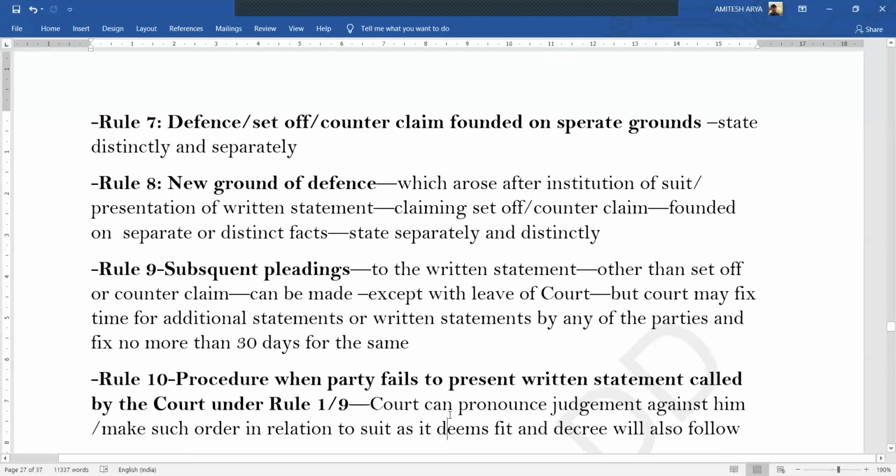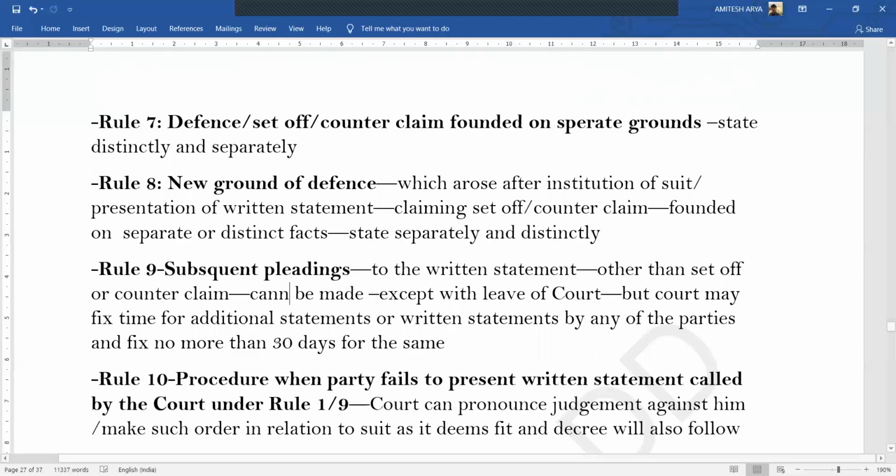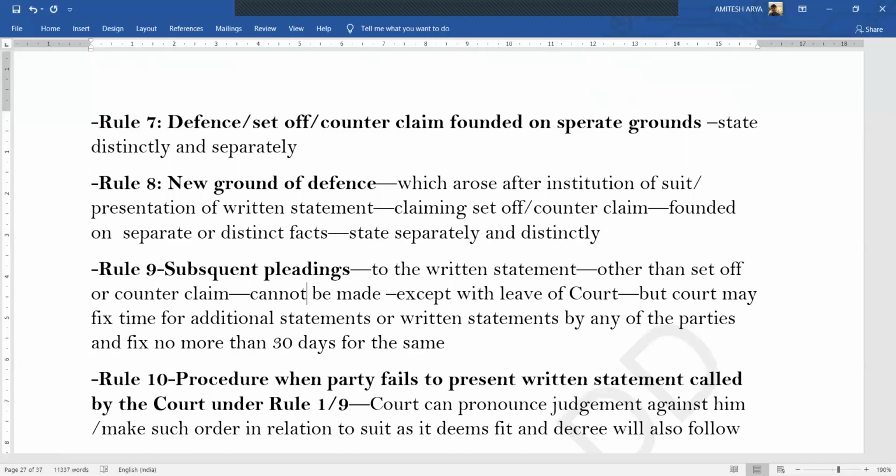Any subsequent pleadings, as we know, pleadings are found in the foundation. You have already submitted your written statement. Other than set-off and counterclaim, no other subsequent pleading can be allowed, except with the leave of court.